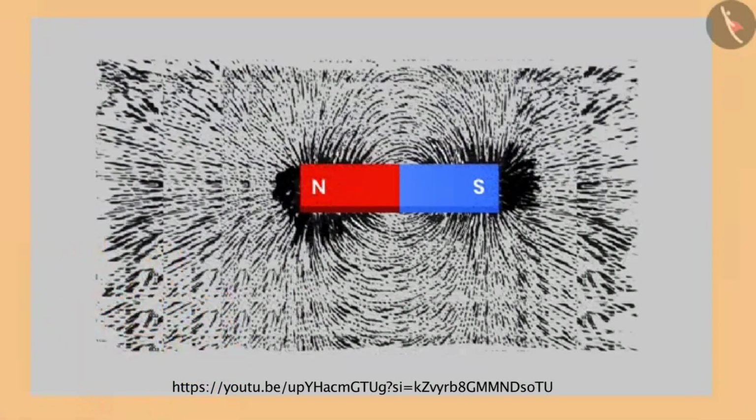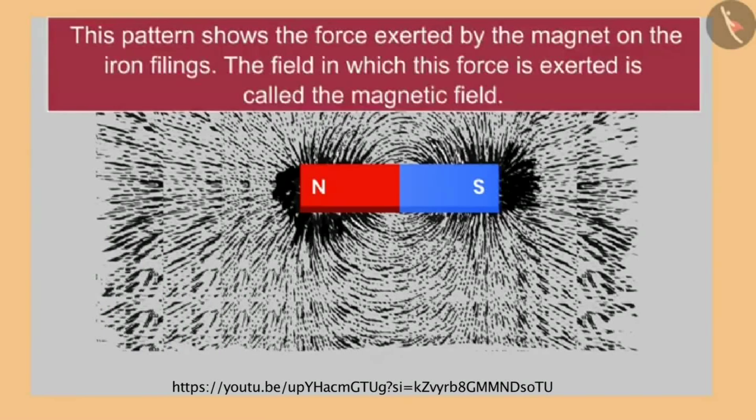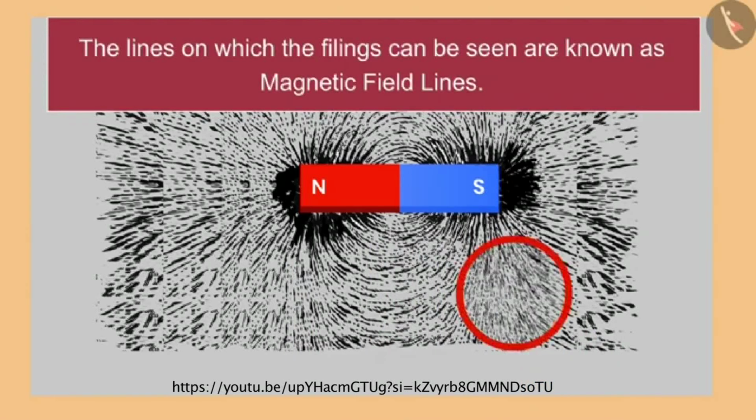If we look at the fillings closely, a formed pattern can be seen. This pattern shows the force exerted by the magnet on the iron fillings. The field in which the force is exerted is called the magnetic field. The lines on which the fillings can be seen are known as magnetic field lines.